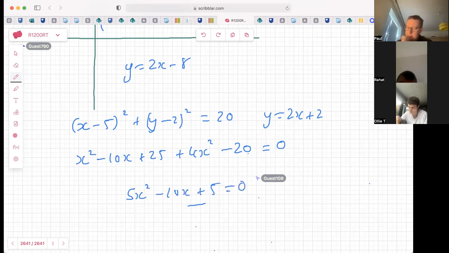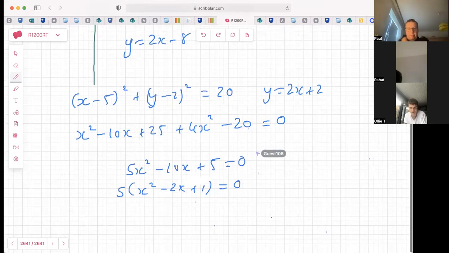What's the next step? Take out 5. You broke up there, say that again. You can take out 5 to make it simple. Right. Exactly, yeah. Take the 5 out, factorize it. So x squared minus 2x plus 1. Next step. Right side then should equal 0 because 5 times 0 is 0. Exactly, yeah. So what's inside the bracket must be 0 because 5 is not 0. So the quadratic is 0.